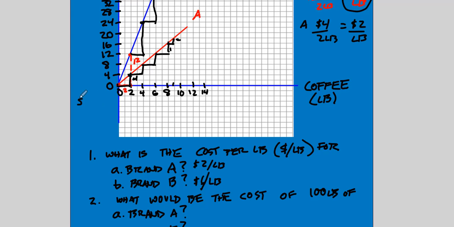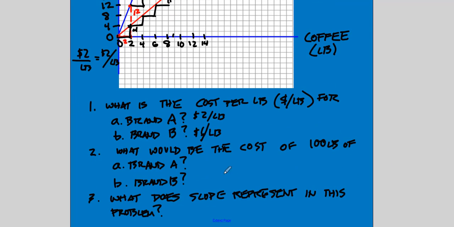So by the way, when I write $2 per pound, these are just different ways of writing the same thing. The slash mark means division, if you're not aware of that. So what would the cost be of 100 pounds of brand A? Well, if it's at $2 a pound, that's just going to be $100 times for every $2.